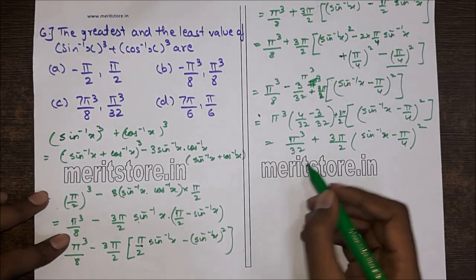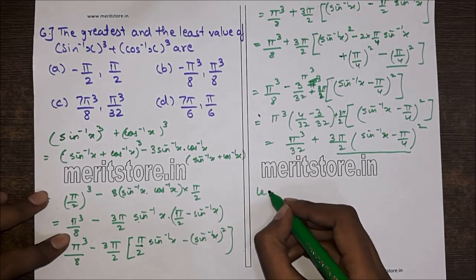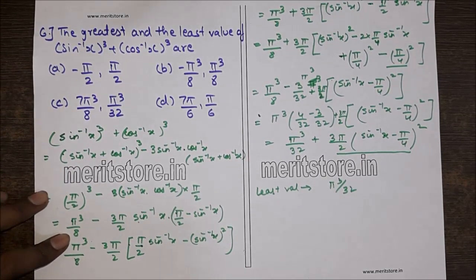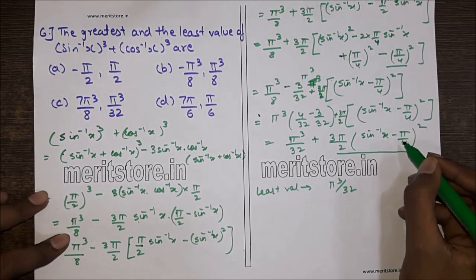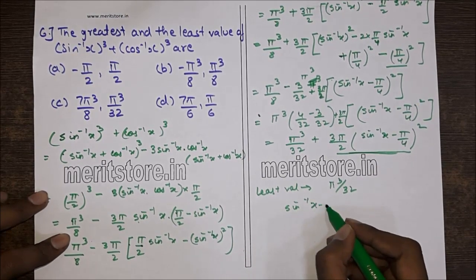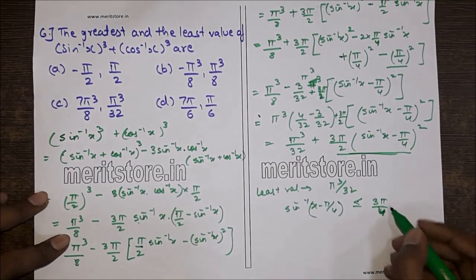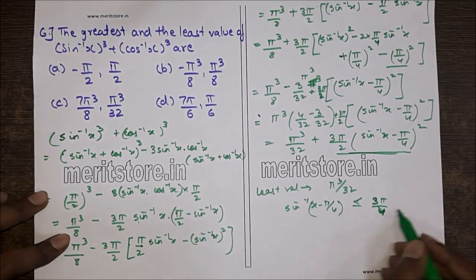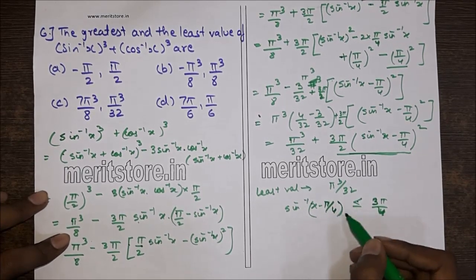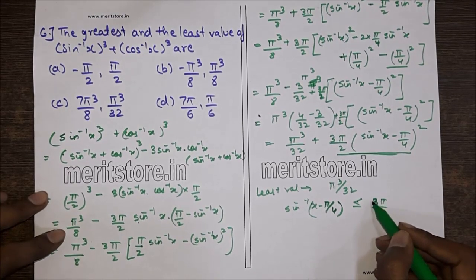Now for the least value, the minimum value of this expression is 0 because sine inverse of 0 will be 0. So the least value will be pi cube by 32, and the maximum value of sine inverse of x is pi by 2. So for that condition, sine inverse of x minus pi by 4 will be less than equal to 3 pi by 4, because when the angle is 3 pi by 4, we get sine inverse of the angle turns out to be 90 degree. So for maximum condition, sine inverse of x minus pi by 4 is equal to 3 pi by 4.